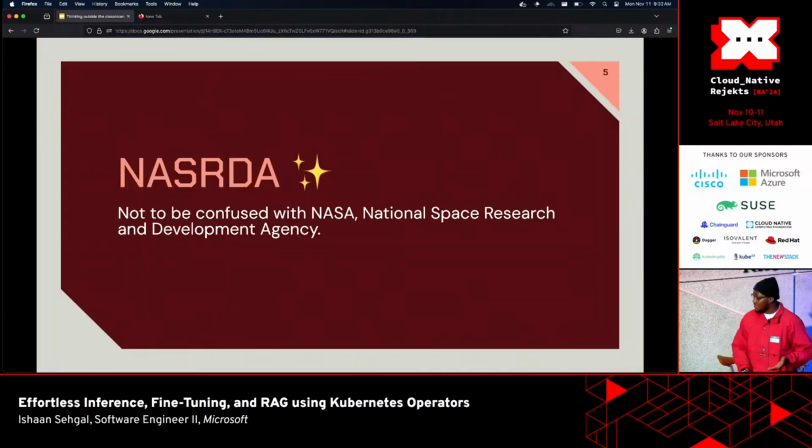That would be NARSDA. Not to be confused with NASA, but back in Nigeria, we have the National Space Research and Development Agency, which is focused on space research in Nigeria. About 2 years ago, they decided to start clubs to foster interest in space research in universities. My school was one of the few that was selected in Nigeria.